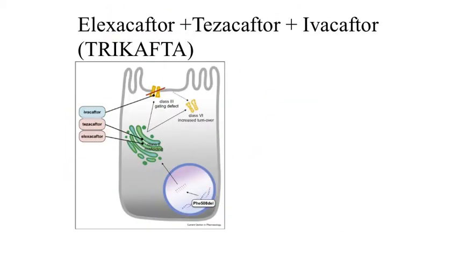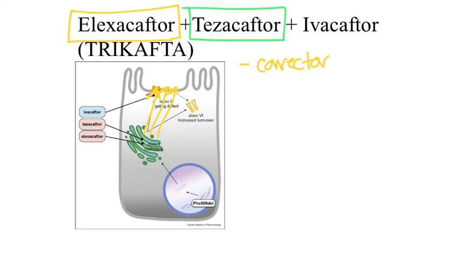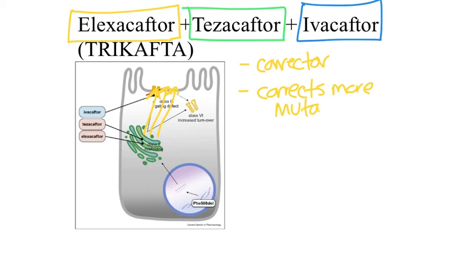The most recent CFTR modulator to be approved is elexacaftor. Elexacaftor is another CFTR corrector that assists in trafficking misfolded CFTR protein from the ER and Golgi to the cell surface. It is given as part of a 3-drug combination that includes elexacaftor, tezacaftor, and ivacaftor, also known as Trikafta. Elexacaftor is different than either tezacaftor or lumacaftor because it is able to assist in the transport of many additional CFTR mutants beyond just the F508 delete mutation.